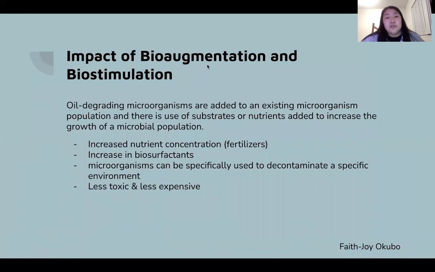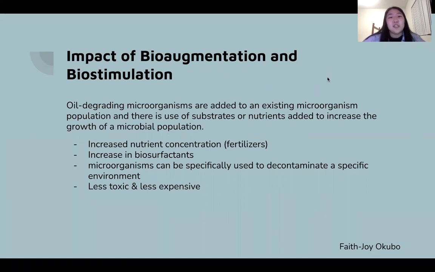So going back to bioaugmentation and biostimulation, in bioaugmentation, for example, with oil spills, oil degrading microorganisms are added to an existing microorganism population. And with biostimulation, there is a use of substrates or nutrients added to increase the growth of the microbial population, whether it's existing or added.